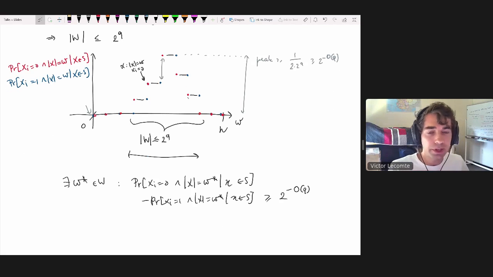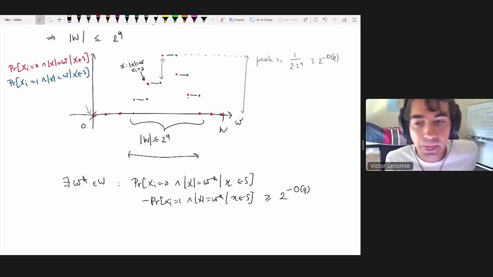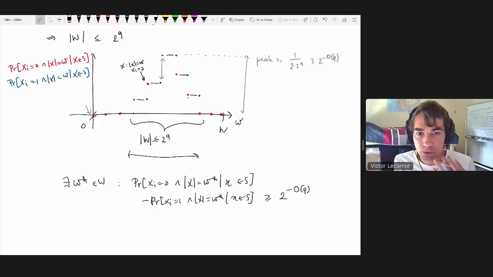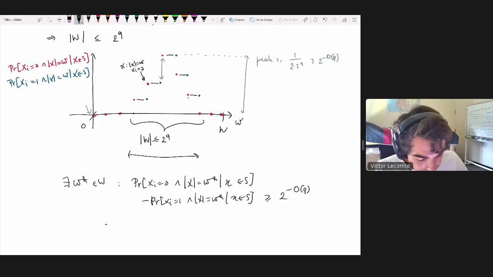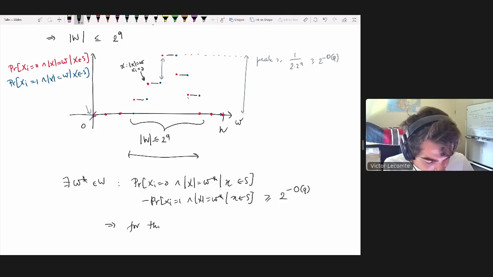And I claim that now we're basically done. So you have some possible value of the Hamming weight w prime, for which there's a big difference between the probability of xi being equal to 0 and the probability of xi being equal to 1. So that means that at least for that coordinate, you can do better than a 50-50 random chance of guessing xi. For this specific w prime, you can do better than random chance at guessing the value of xi.